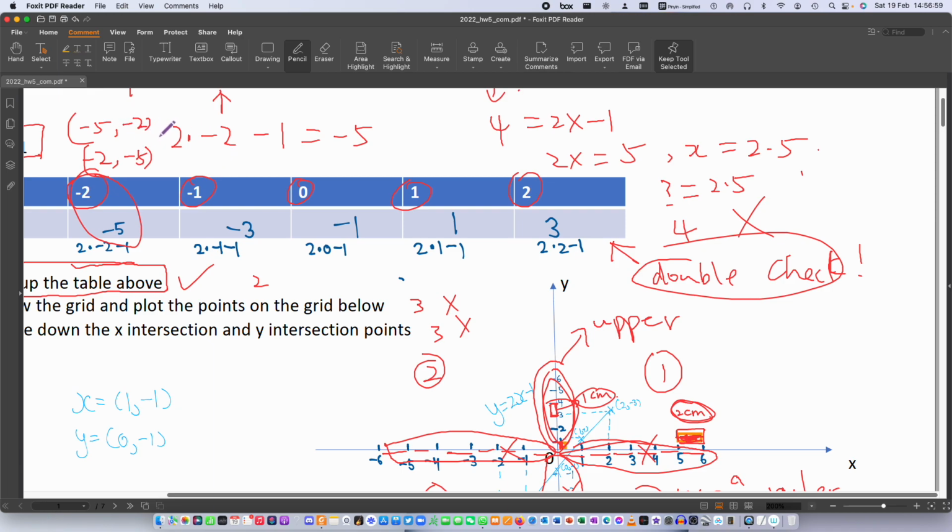So what if you make a mistake here? Let's say you write -5, -2. So which one comes first? -2 comes first or -5 comes first? -2. Why? Because the x. Yes.